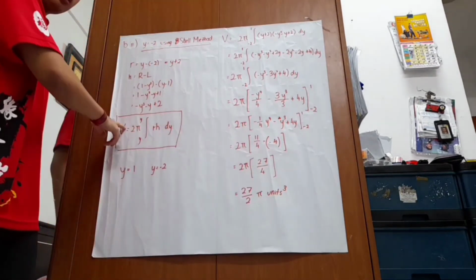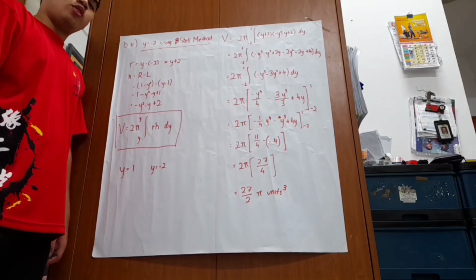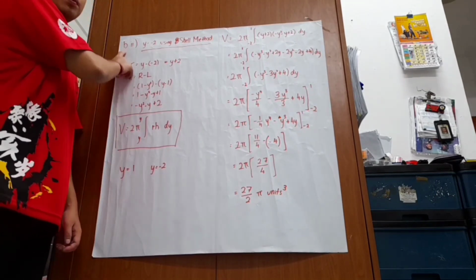Why cubed? Because we are counting volume. So that's all for the shell method for question B2. Okay, thank you.